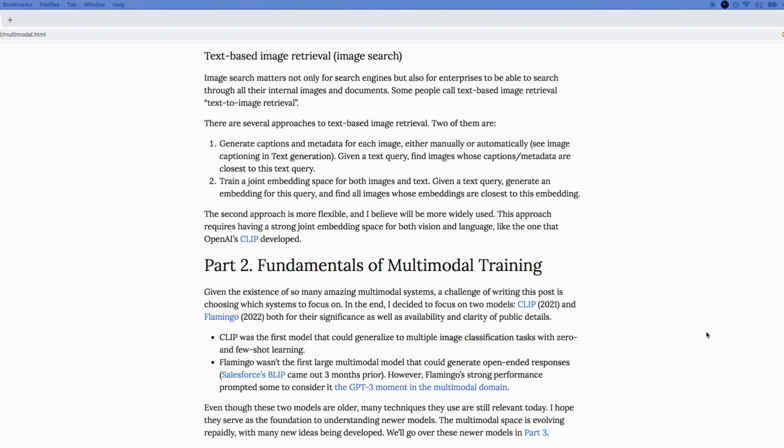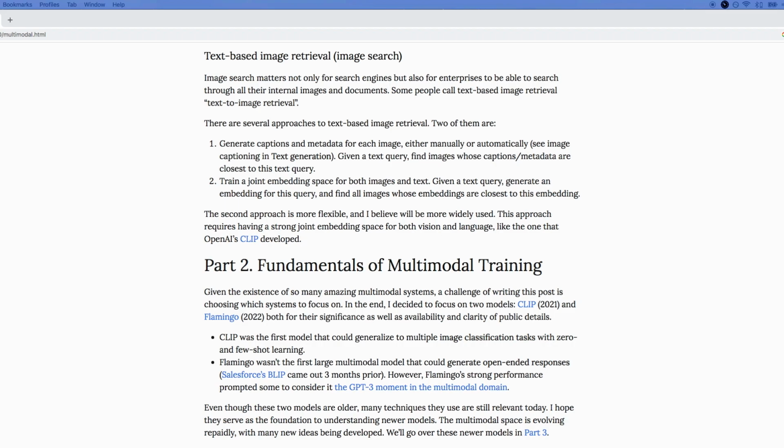There are several approaches to text-based image retrieval. Two of them are: First, generate captions and metadata for each image, either manually or automatically. See image captioning in text generation. Given a text query, find images whose caption or metadata are closest to this text query. Second, train a joint embedding space for both images and text. Given a text query, generate an embedding for this query, and find all images whose embeddings are closest to this embedding. The second approach is more flexible, and I believe will be more widely used.